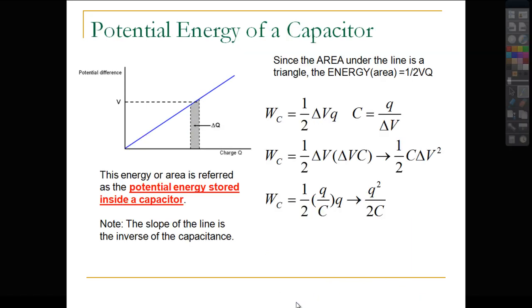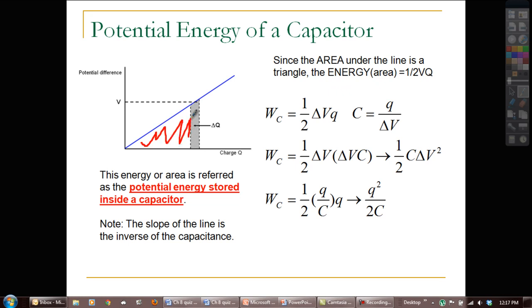You can also find the potential energy of a capacitor, the W. Since the area under the line is a triangle, the energy equals the area, 1/2 times V times Q. So we're finding this area under the triangle here. We're actually finding W. So we can set it up that the energy equals 1/2 times delta V times Q. Here's our V, here's our Q.